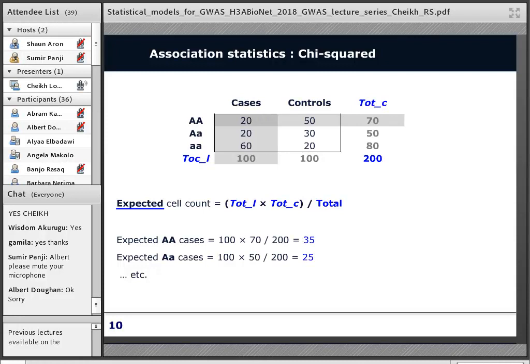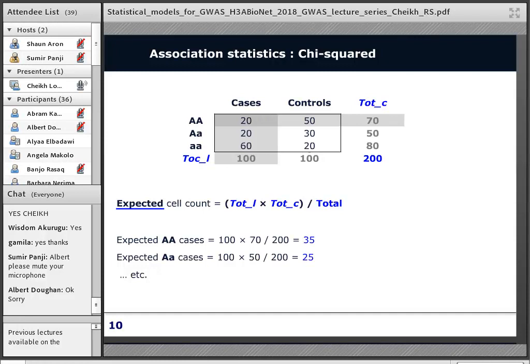you have already defined. Just as an example, this is the observed count. We have data on 200 individuals, and this is the distribution of the counts among cases and controls, and also among the 3 different genotypes. This is the formula to compute the expected count. For the first cell, first line, first column, you have to look at the marginal sums concerning this cell. So it's 170. You have to do the multiplication and divide by 200, the grand total.